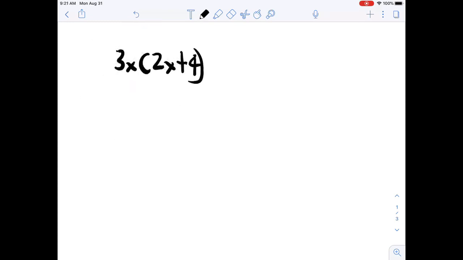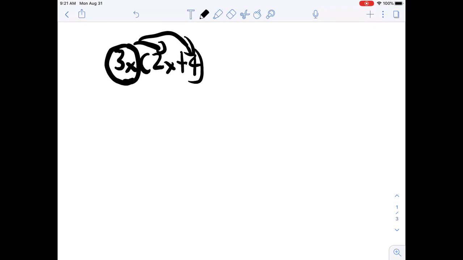Now, this example looks slightly different because the monomial is not a constant. It has a variable attached to it. So we're still going to use the distributive property and multiply the 3x by the 2x and the 4.